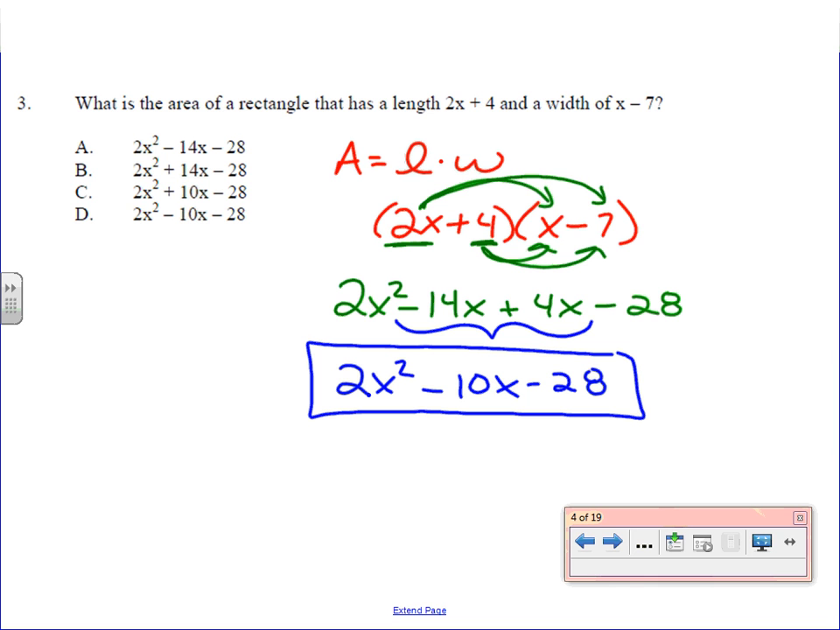All right, so which one is it? A, B, C, or D? Which one? D. D is the correct answer. 2x squared minus 10x minus 28. All right, so all we did was multiply the length times the width.